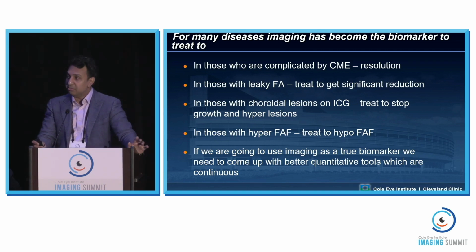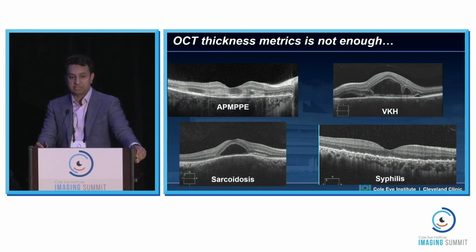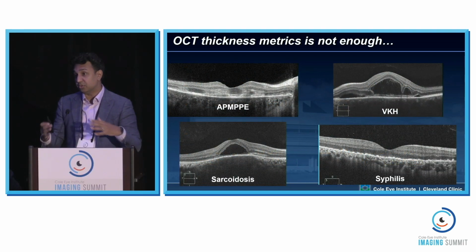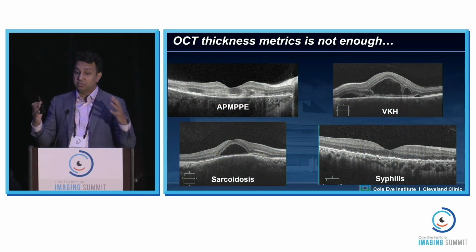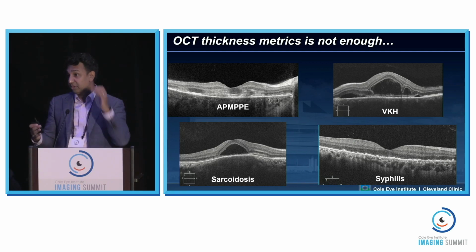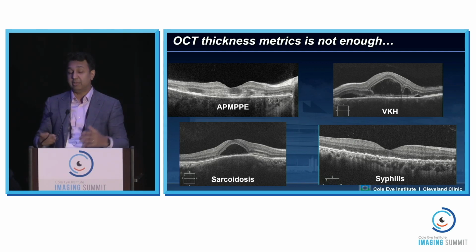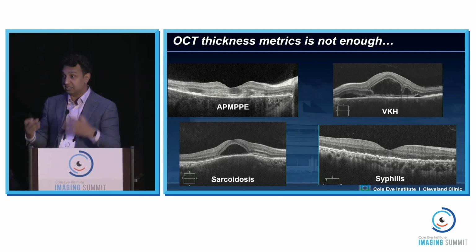And if we're going to use imaging as a true biomarker, we need to come up with better quantitative tools, which are continuous. So if you imagine if we just use OCT as an example, in 2 of these examples, the OCT thickness metrics that we're used to would not be adequate to tell you whether or not a patient was getting better.